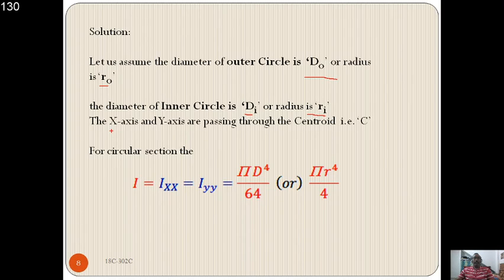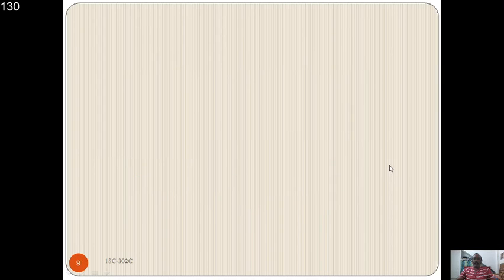Being bisymmetric, or having infinite symmetry as a circle, the x-axis and y-axis will give the same values. Hence, the moment of inertia about the x-axis is equal to the moment of inertia about the y-axis. So, the same formula of the moment of inertia will be used to solve the hollow circular section. Let us give the same notations and follow the formula of Ixx.